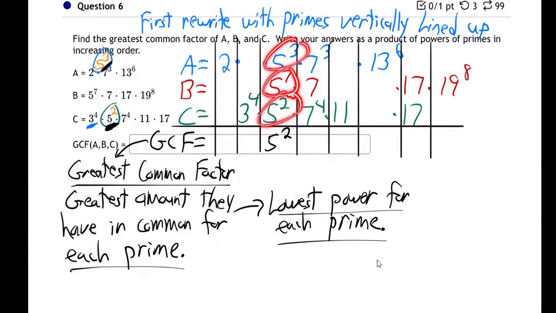They all have 2 5's. Some of them have more. This guy has 3 5's and B has 7 5's, but they all have 2 5's. So that's the greatest amount they have in common. They all have 1 5 also, but that's not the greatest amount they have in common. The greatest amount they have in common is they all have 2 5's. That's the GCF. Does that make sense? Questions on that so far?